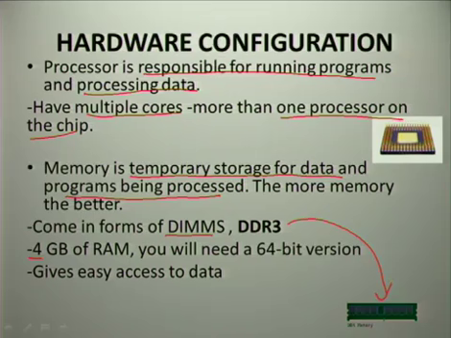Another thing about the RAM is that if you have 4 gigabytes of RAM, it simply means that you need to make sure that your operating system is a 64-bit version. And another thing is that with your RAM, it allows easy access to data. So you need to make sure that whenever you choose hardware devices, your processor as well as your RAM are actually working together in terms of the sizes.